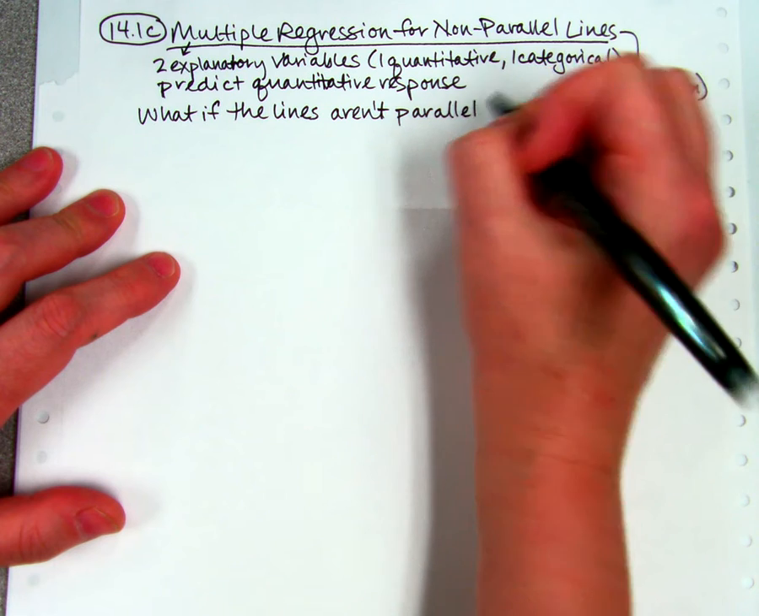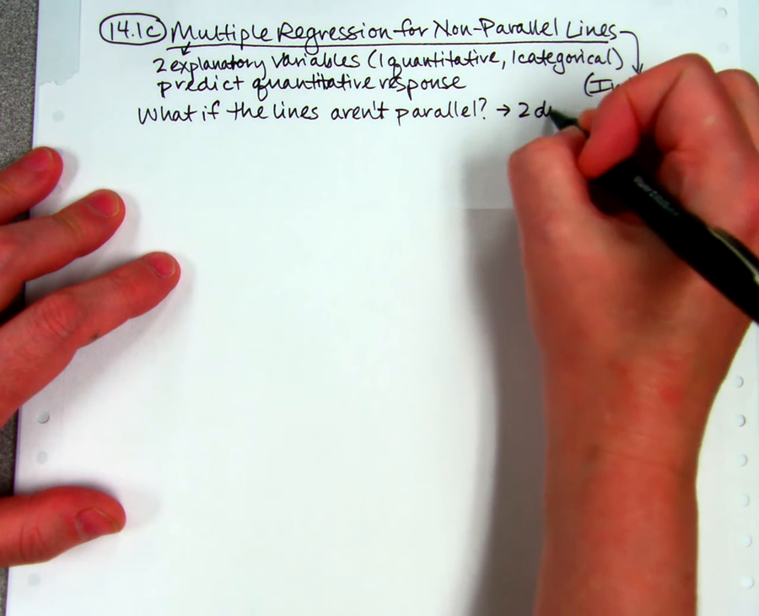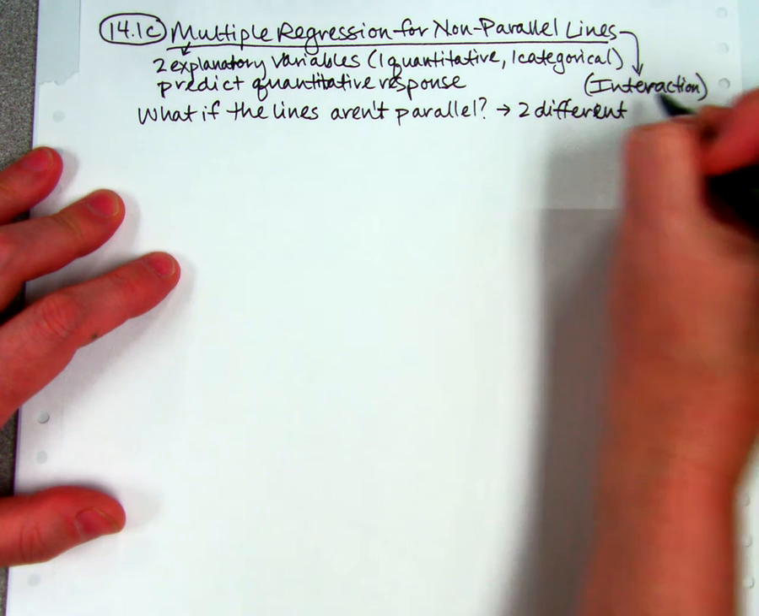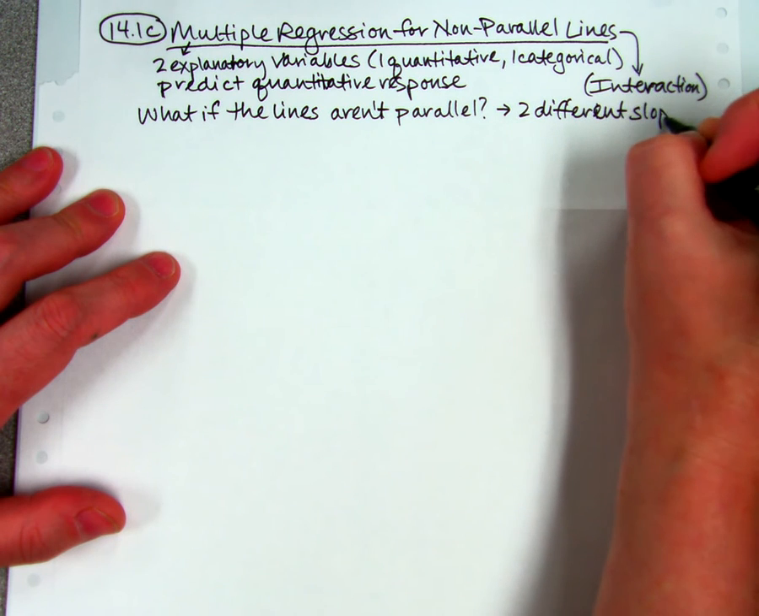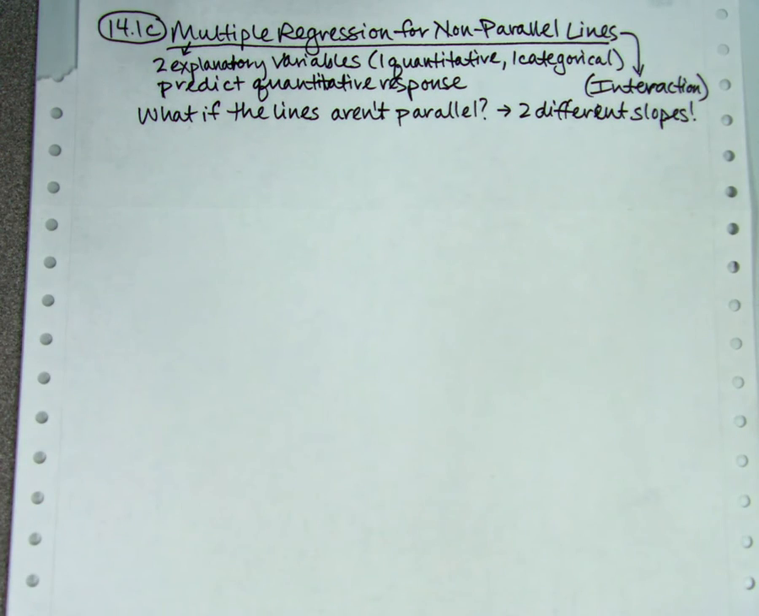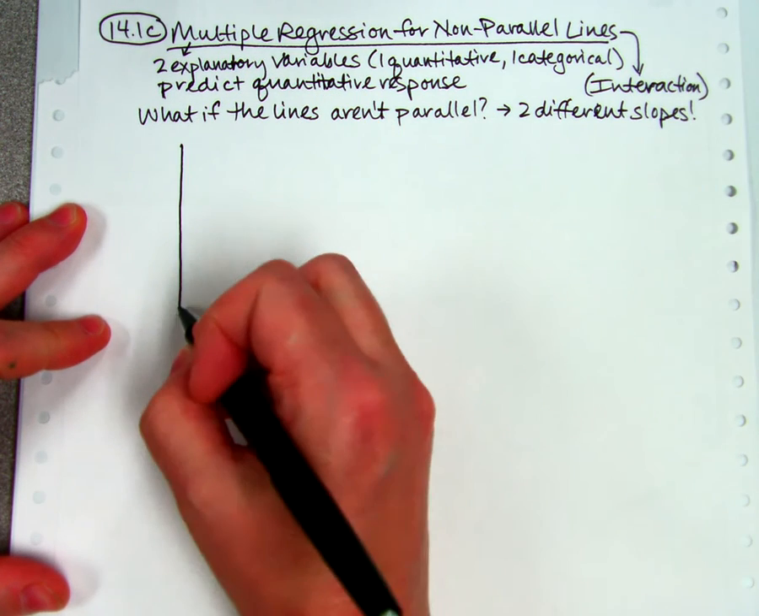So that's okay. So what if the lines aren't parallel? That means you've got 2 different slopes that we have to include somehow in our model. And that makes the calculations a bit harder, but not actually a whole lot harder. So I'm going to again draw a scatter plot and tell you the story as I'm drawing it.